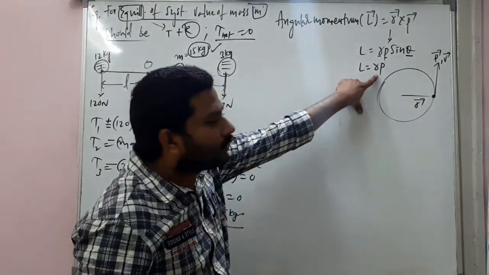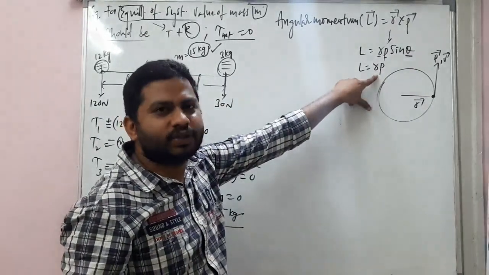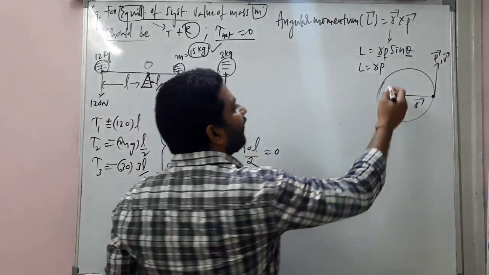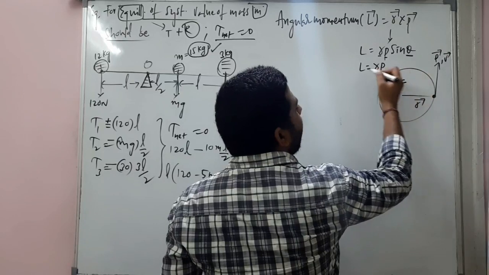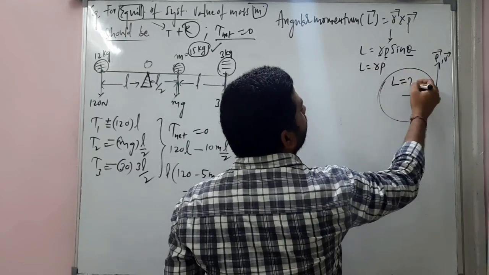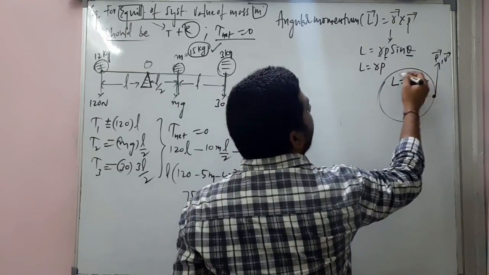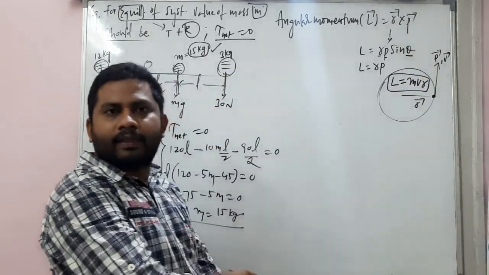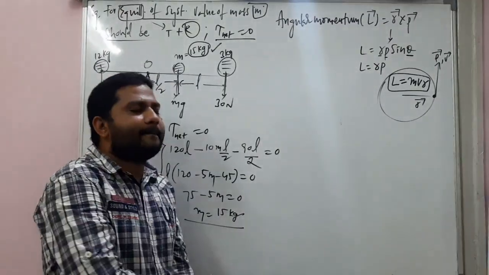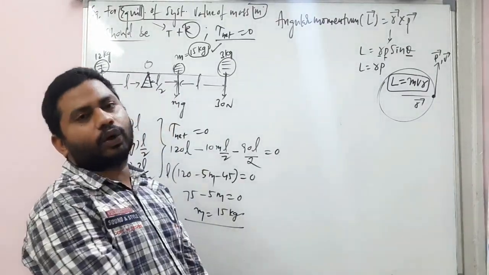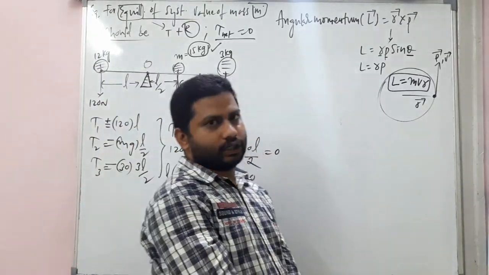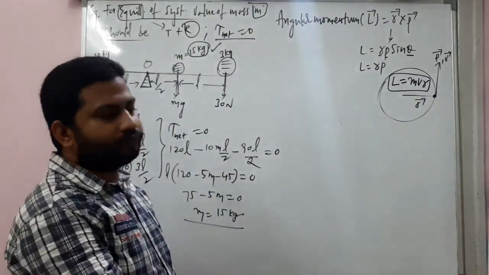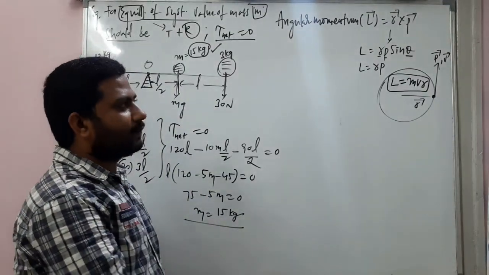What is P? mv, right? Linear momentum, magnitude if we talk, is mass into velocity. So finally, angular momentum is equal to m into v into r. Very, very important expression. L is equal to mvr. Okay, magnitude. Now, one more point here. Observe carefully.